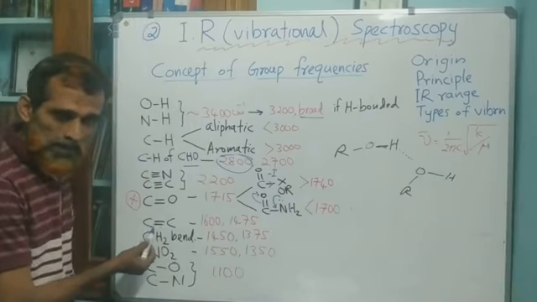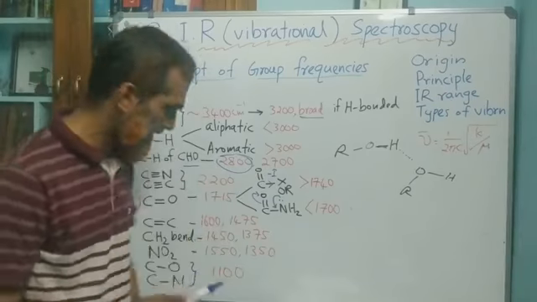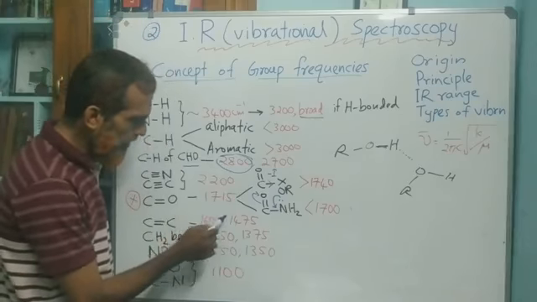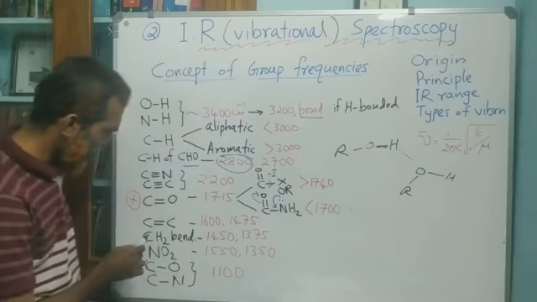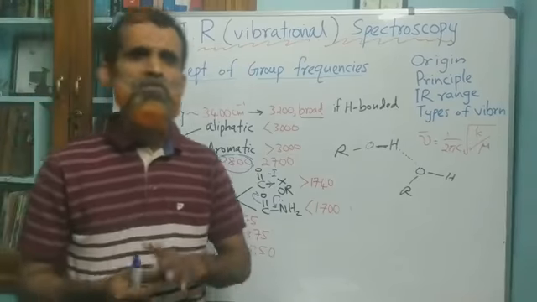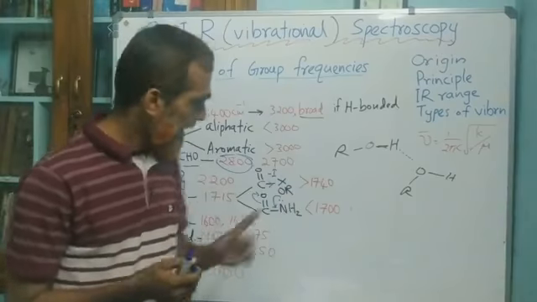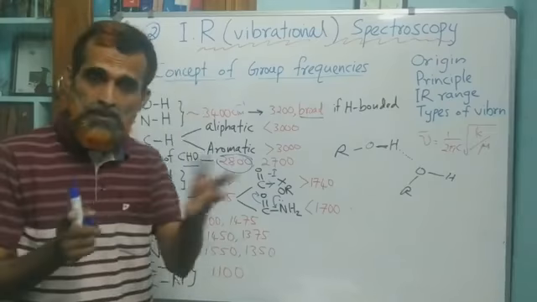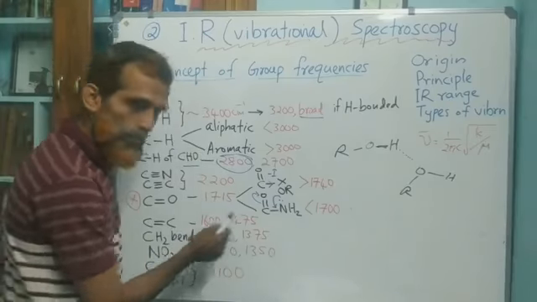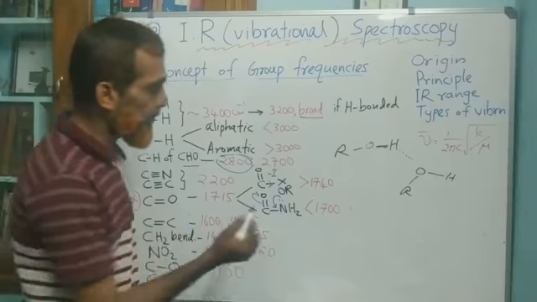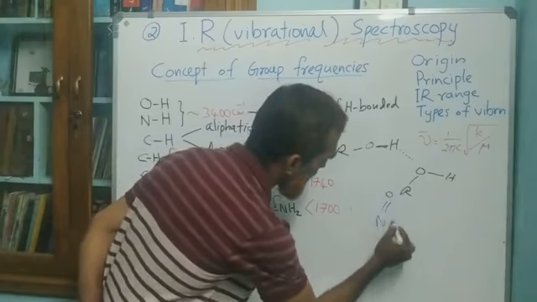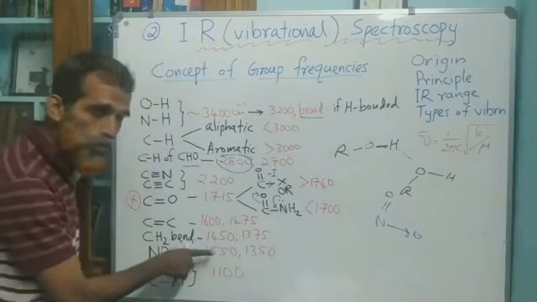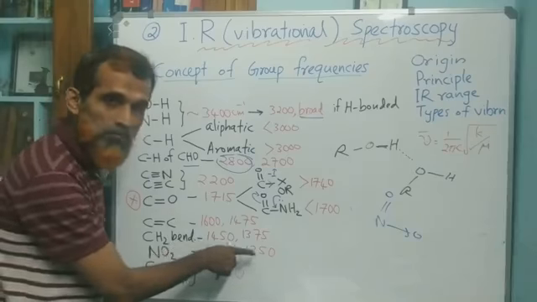Then the carbon-carbon double bond present in aromatic systems, in alkenes, etc., is characterized by these peaks. 2 peaks you get, 1600 and 1475 centimeter inverse. Then CH2 bending. Organic compounds will have many CH2 methylene groups, and that can have bending vibrations in plane and out of plane, and there are 2 peaks. Then the NO2 nitro group, with a double bond and a single bond, can have symmetric and asymmetric stretching and give rise to 2 peaks, 1550 and 1350.